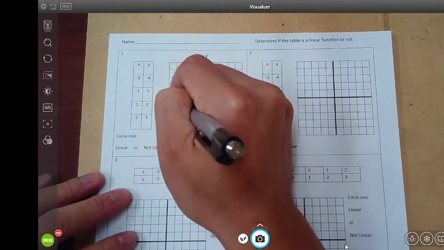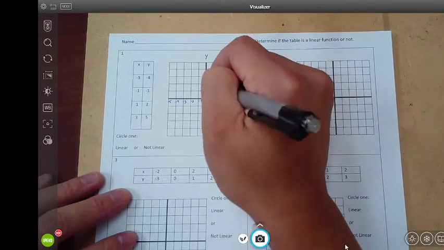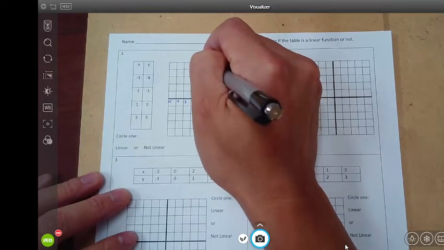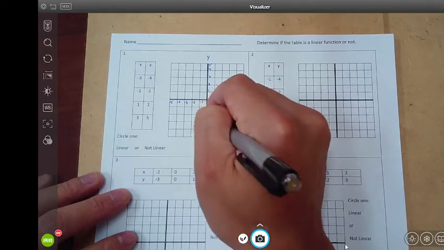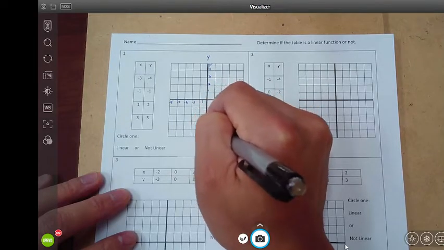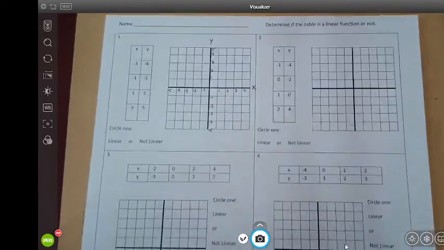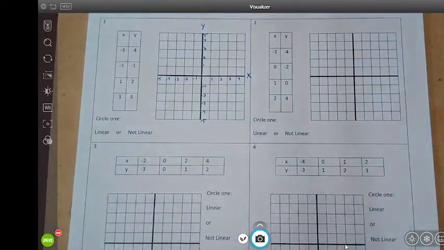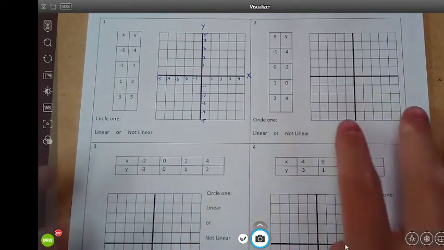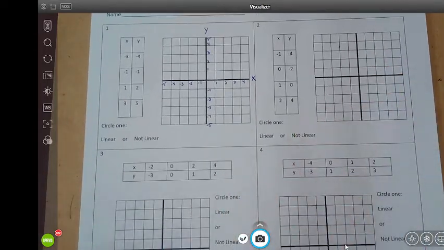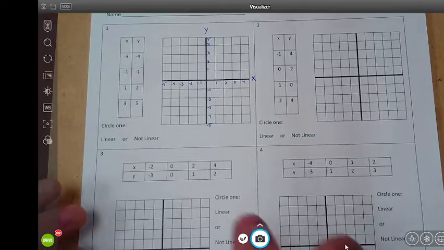3, -4, -5, and then the y is going up 1, 2, 3, 4, 5, and then going down -1, -2, -3, -4, -5. If you need to, just pause the video and number them. But you do that for all of them. On here, I probably won't number them going forward, but that's the idea.